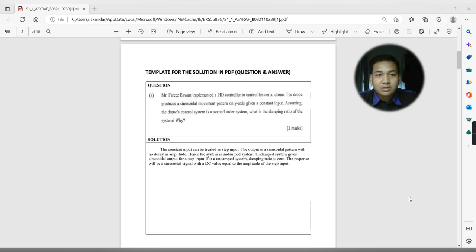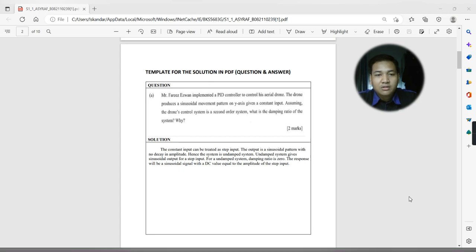So for the first question, question A, Mr. Faris Ezon implemented a PID controller to control his aerial drone. The drone produced a sinusoidal movement pattern on the y-axis given a constant input. Assuming the drone's control system is a second order system, what is the damping ratio of the system?